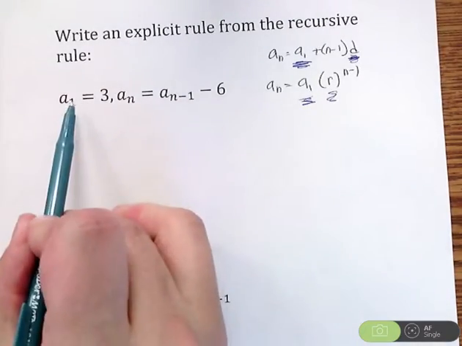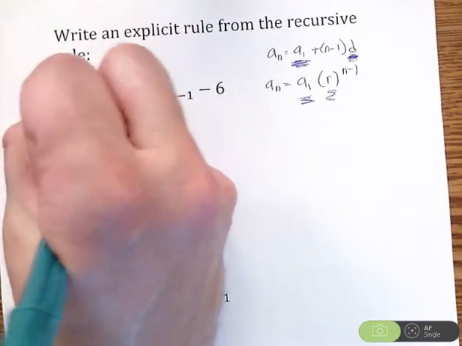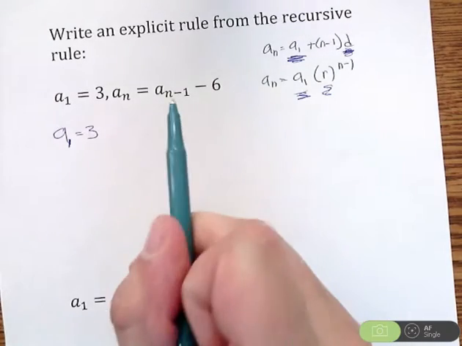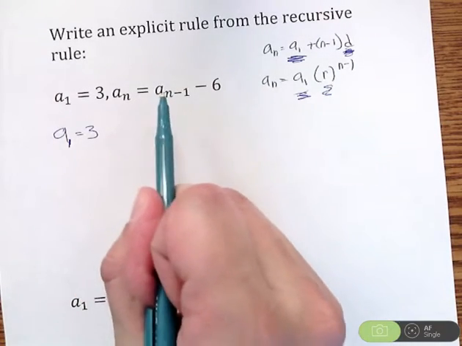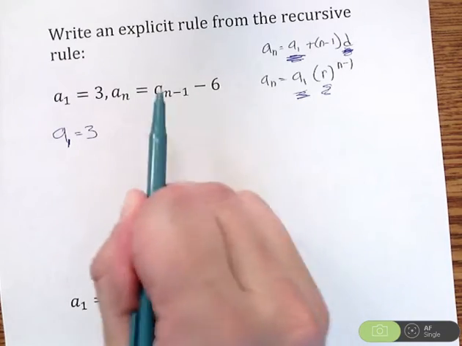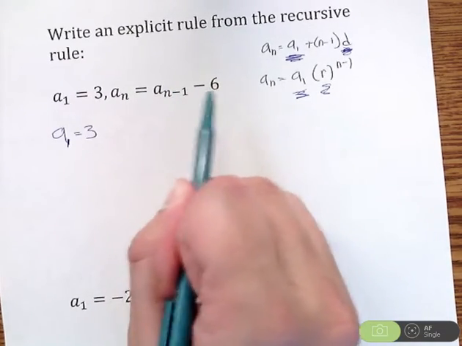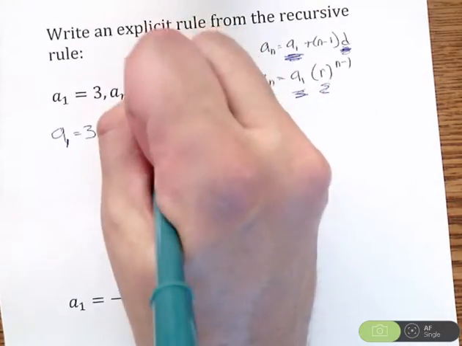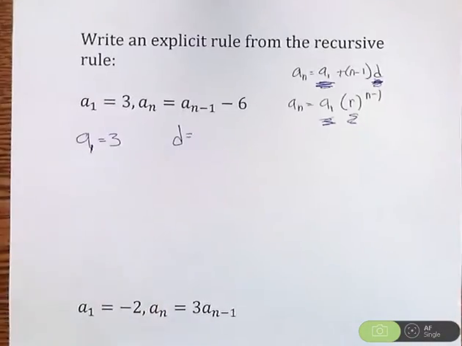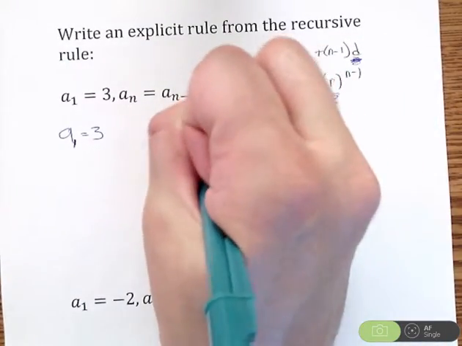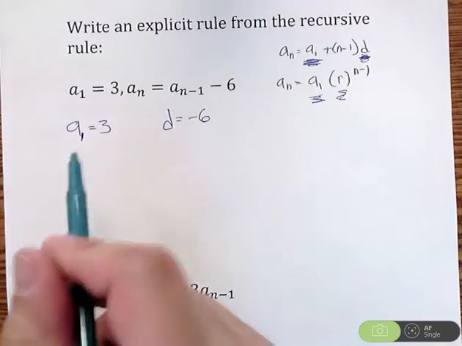First thing they give me is that A1 is equal to 3. Great, good start. Now I need to figure out d or r. With recursive, it's not that difficult. Notice I have An equals An minus 1 minus 6. This tells you how to construct the sequence, and it's saying you subtract 6. If you subtract 6 every single time, that's an arithmetic setup. So d is going to be negative 6. So I know A1, and I know d.